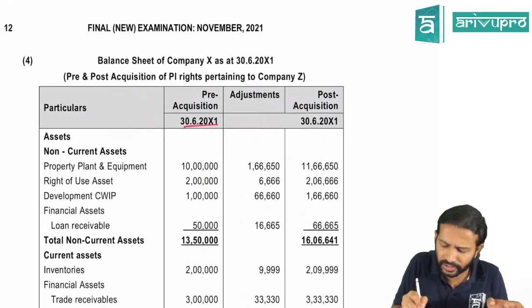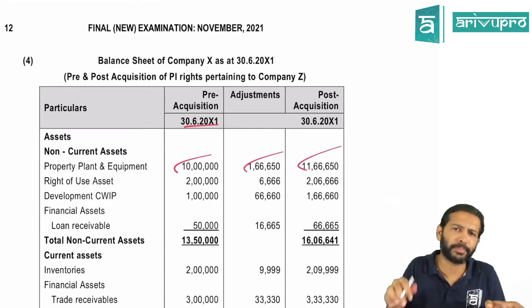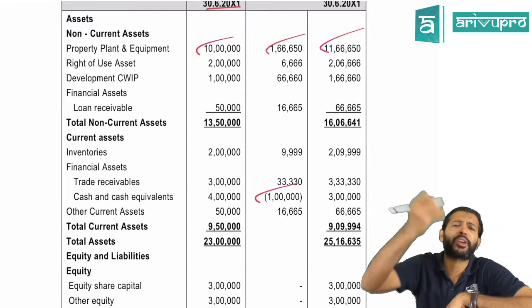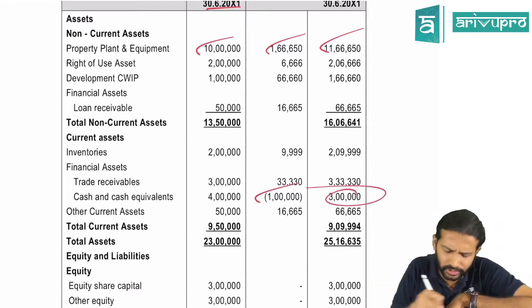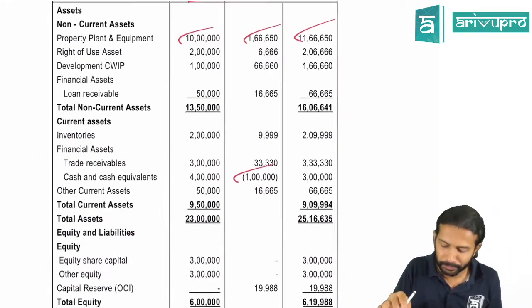Existing assets of X is 10 lakh. They got Z's share, 166. It will go on adding like this. Cash, all the assets one by one you add. Cash will get reduced by 1 lakh because they paid a PC of 1 lakh. Do not forget this, this generally we forget. And cash of Z we have not taken over, so don't add that.